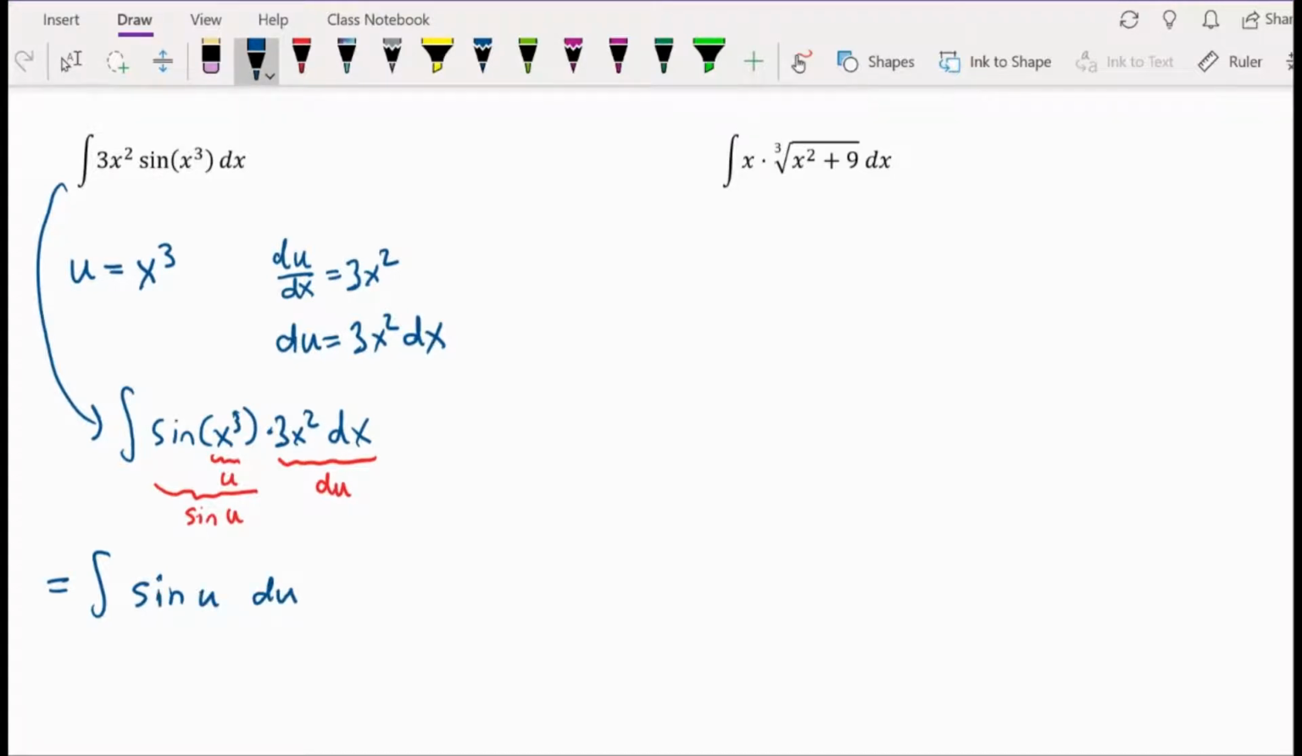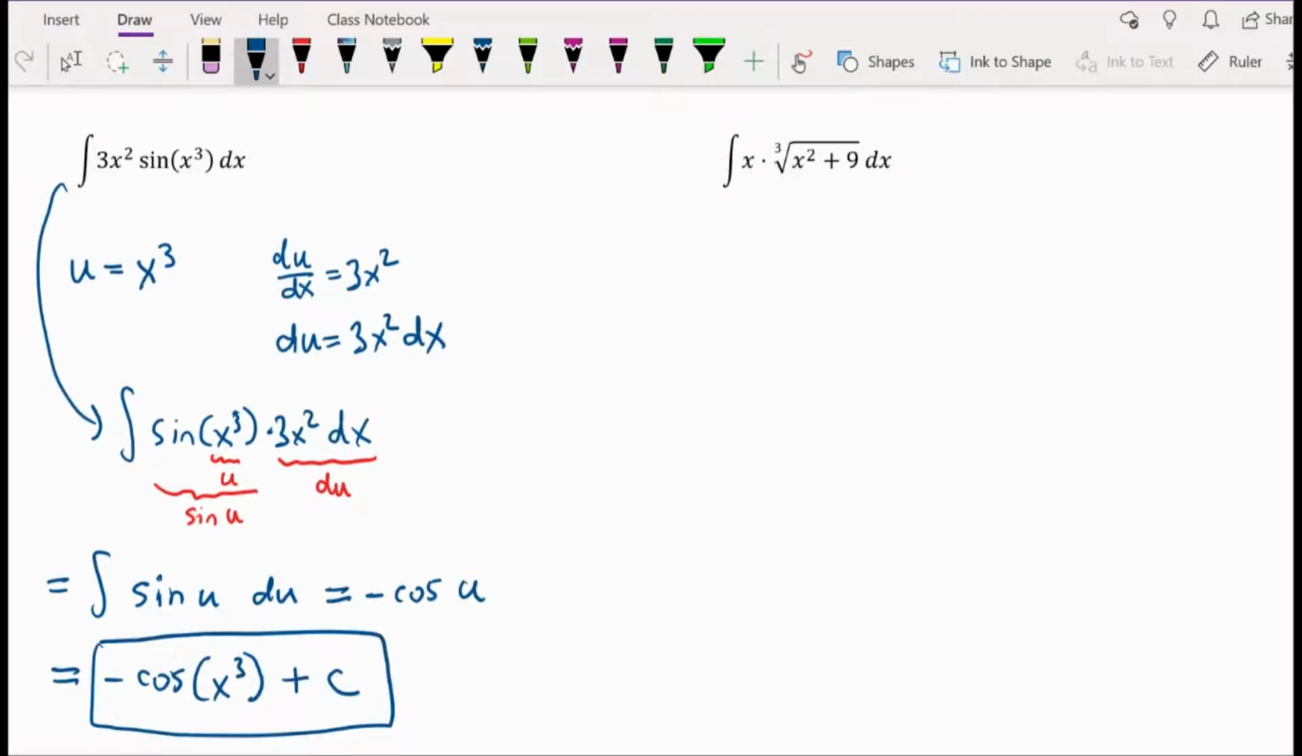This is useful because this is an integral that we know how to find. We know that the antiderivative of sine of u is negative cosine of u. And then finally, since we started with x, usually you want to get back to x. So since u is equal to x cubed, we can replace u with x cubed, and the antiderivative here is negative cosine of x cubed plus c. And there's the antiderivative of 3x squared times sine x cubed dx.